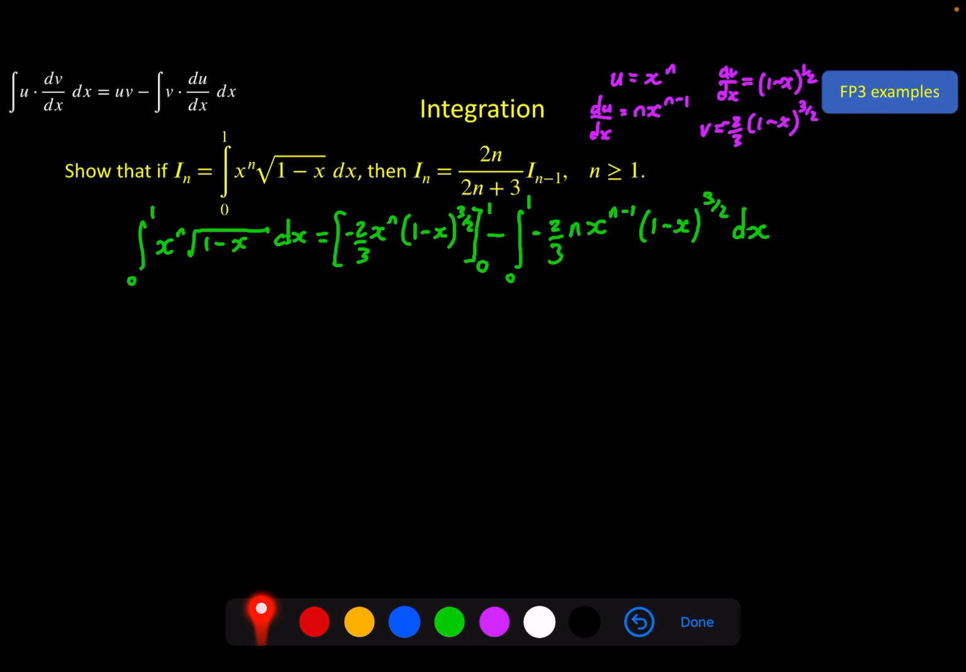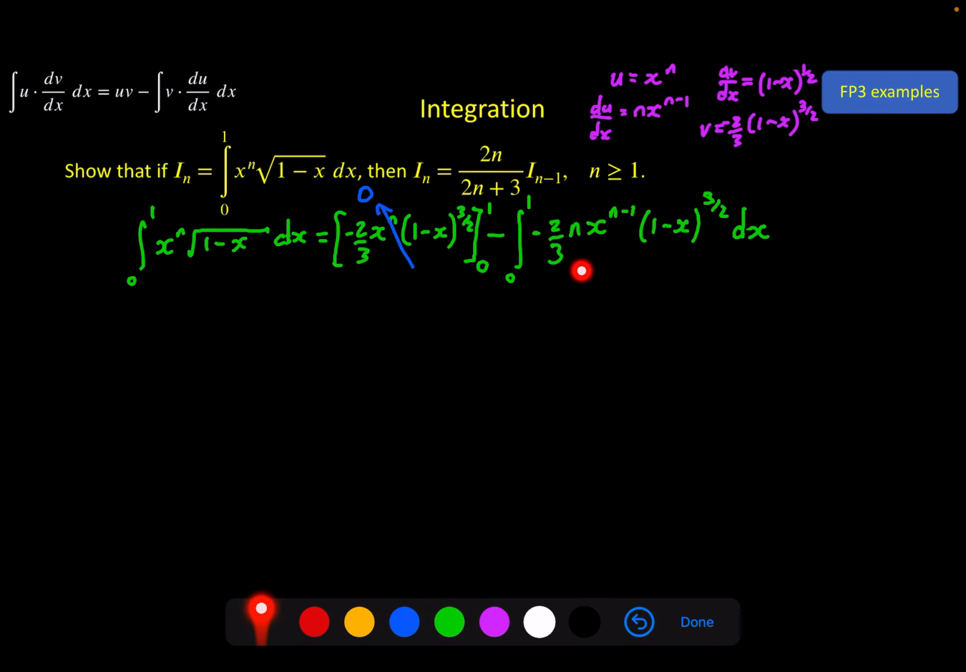Okay, now for the good bit. You can see, I hope, if we put a 0 in here, 0 to the power of anything, all of this will be 0. And if we put a 1 in here, 1 minus 1, that's a 0, all of this will be 0. So when you put your limits in, this entire term here, the full term, all becomes a big fat 0, which is great. That all simplifies away to nothing.